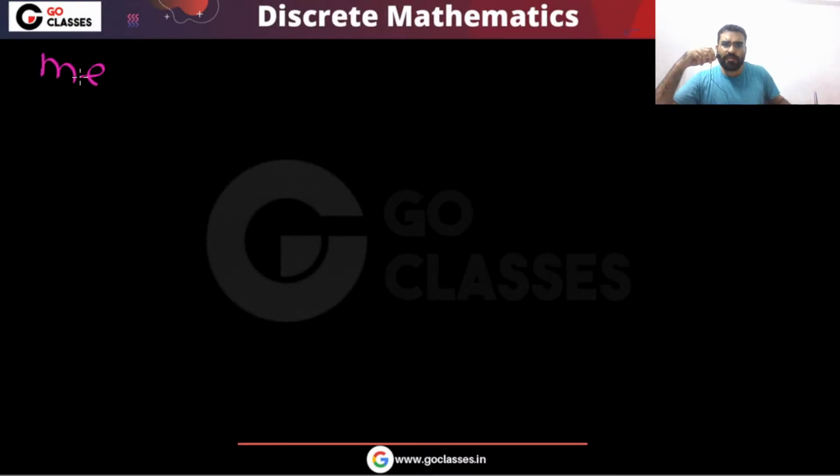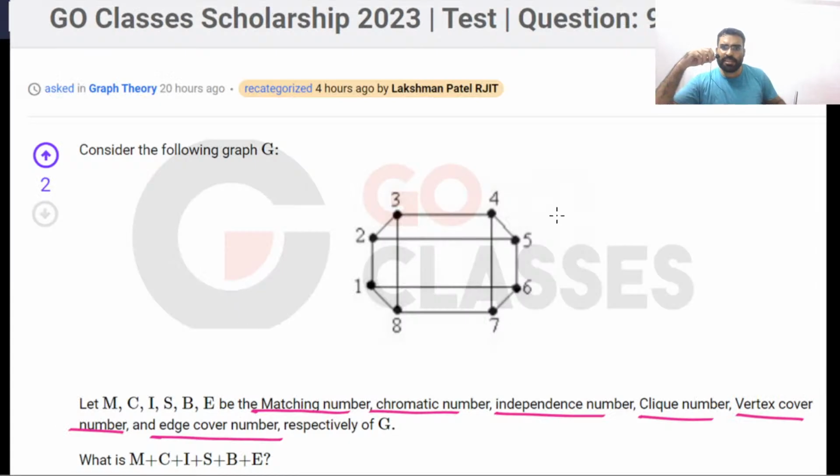Let me tell you method number 1. What is method number 1? First of all, what is this graph? When you look at this graph, what will come to your mind? This is a standard graph. Have you seen this graph?